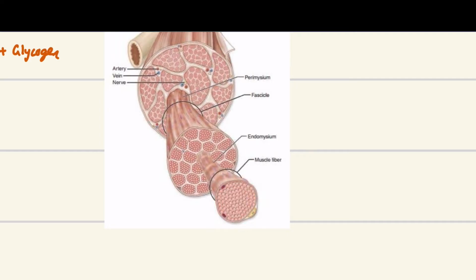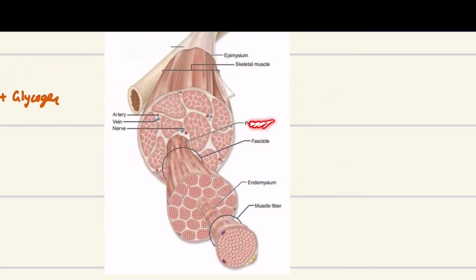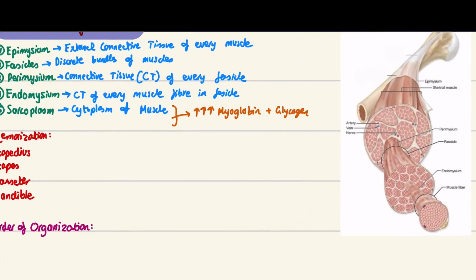What is surrounding the muscle fiber? Endomysium is surrounding it. They love to give you questions like these. They will blur this layer inside and ask you which layer this is. So this is overall not very difficult, but something that you should definitely keep in mind.